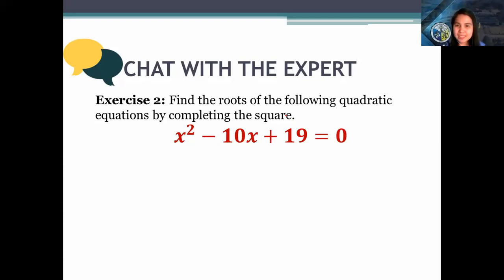Let's transfer 19 to the other side. So we have x squared minus 10x equals negative 19. Now next, we make the left-hand side a perfect square trinomial. What will you add to the left-hand side to make it a perfect square trinomial? 10 divided by 2, square it. What's the answer? In the chat box.